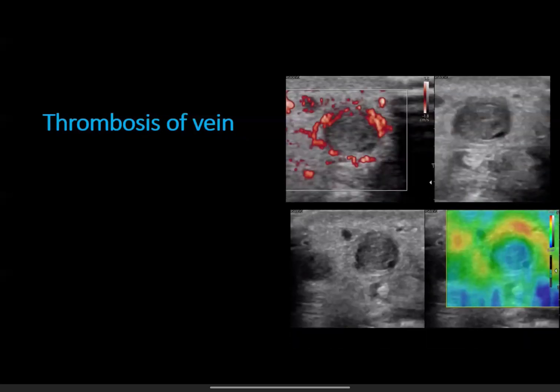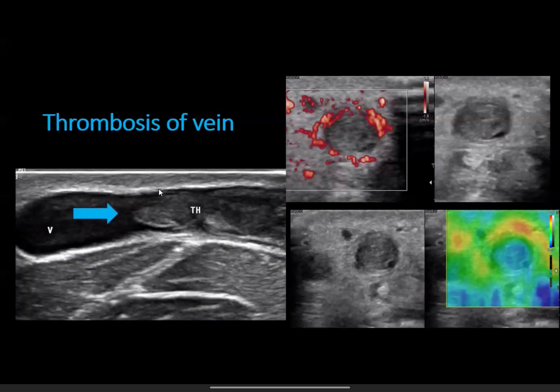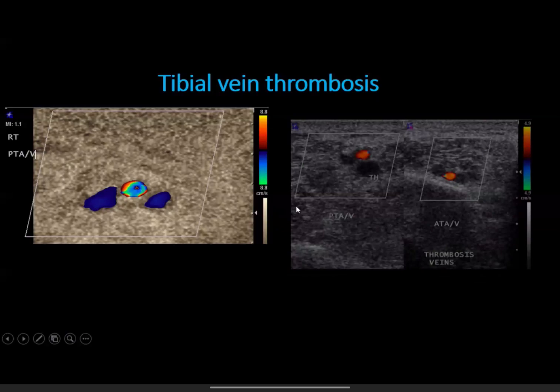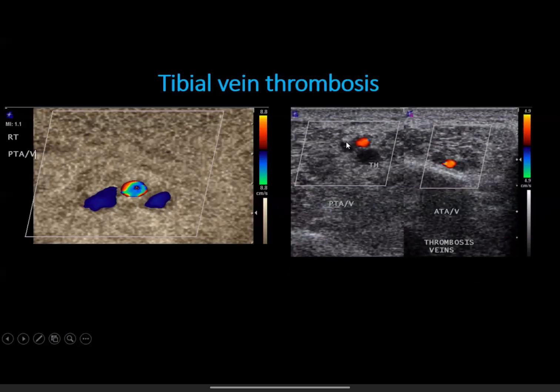So in thrombosis of a vein, we can see thrombophlebitic changes. We have to search for the proximal edge and total thrombic load. For the tibial veins, we see flow. And when there is tibial venous, anterior and posterior tibial venous flow, we cannot see. These are not compressible. These are hypoechoic distended veins, venae comitantes of the leg.